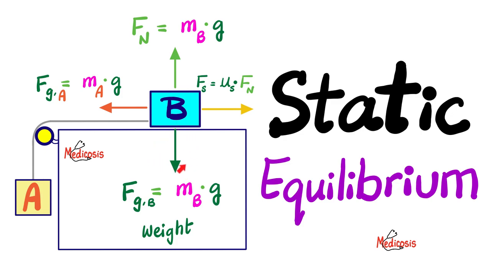Recall that force is a vector. It has a magnitude and a direction. Today we're talking about torque, which is also a vector. It has a magnitude and a direction. The magnitude is represented by the length of this arrow, and the direction is depicted by the arrowhead direction.